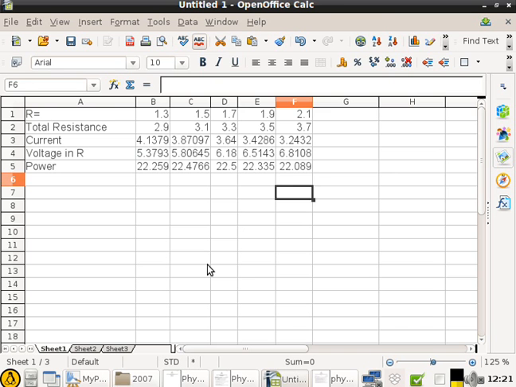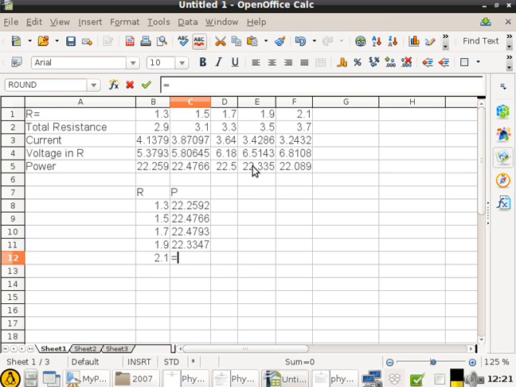They want you to plot a graph of power against resistance. Okay, so now they want a graph where you have power against resistance. So the R is on the x-axis, and then the power is on the y-axis. So the different values of R are 1.3, 1.5, 1.7, 1.9, 2.1, and then the powers are that one, then the next one, and so on, to the last power. So they would like you to put this in a graph.